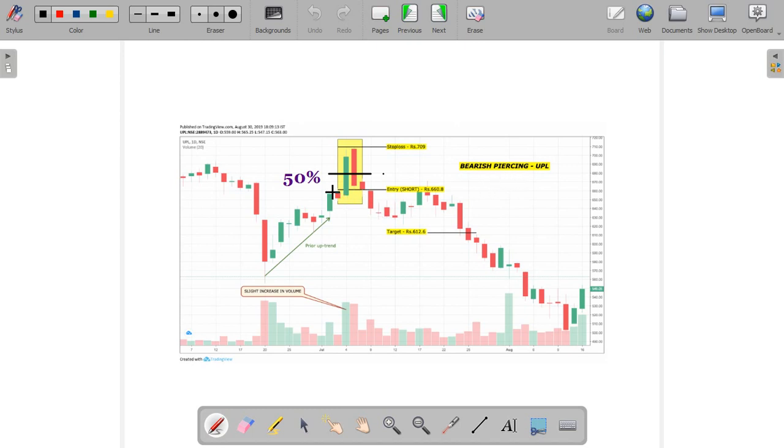Now you see the bearish engulfing. This is the candle number 1. This green is candle number 1. This is candle number 2. So candle number 2 has pierced and closed below 50% of the first candle. Friends, it is a very, very strong trend reversal pattern.